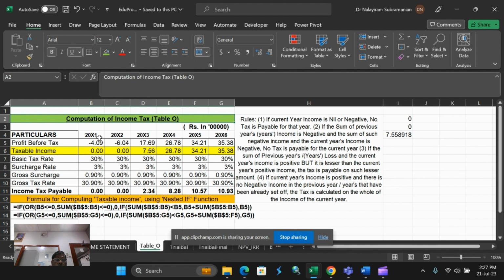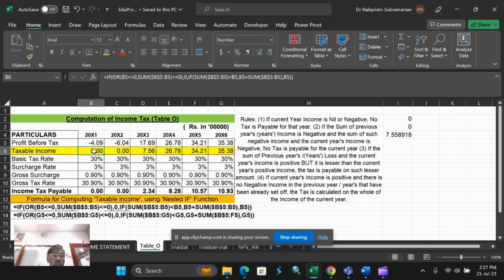Let me take you to cell B6. Here we are using IF, OR, and nested IFs also. As I told you, the first formula is: if the profit before tax is negative, then no tax is applicable for that particular year.